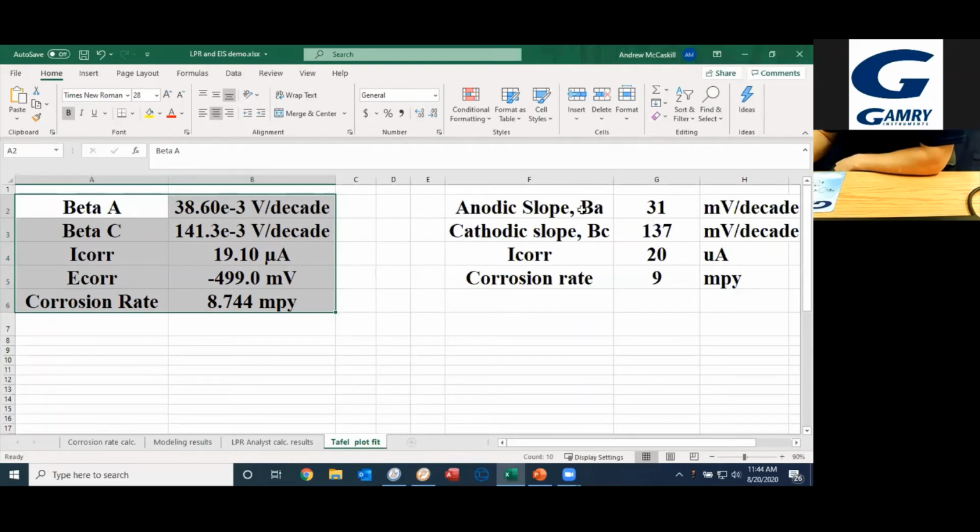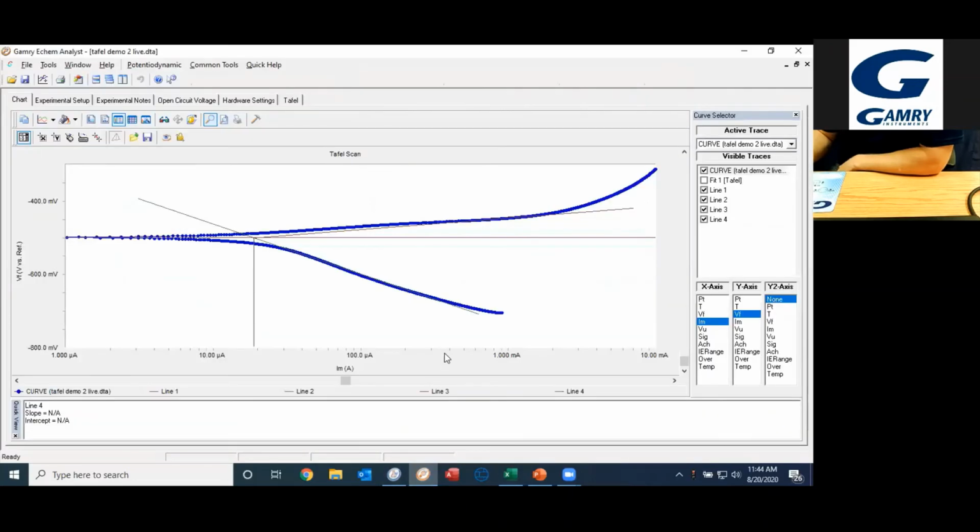So graphically, our anodic slope is at 31, pretty close to 38 here. Our cathodic slope's at 137, awfully close to 141. Our I-corr value, I called it right at 20, and it was a little short of the line, so 19 was probably a better estimate. Either way, our corrosion rate is awfully close. 9 here, I have 8.7 on this side. So I say we did a pretty good job fitting our data. And that's how you find your Tafel constants, just that simple.